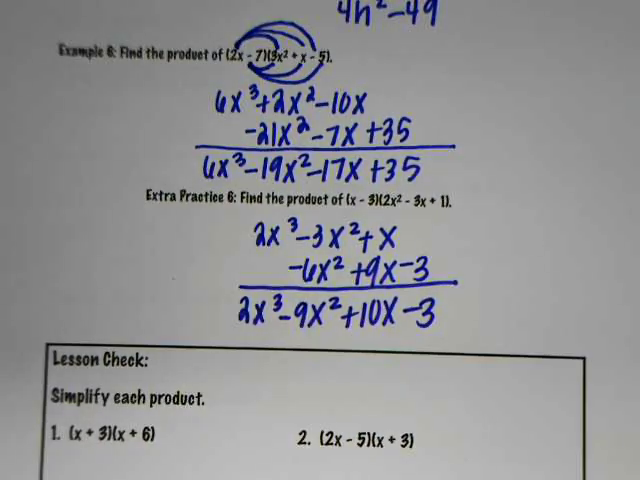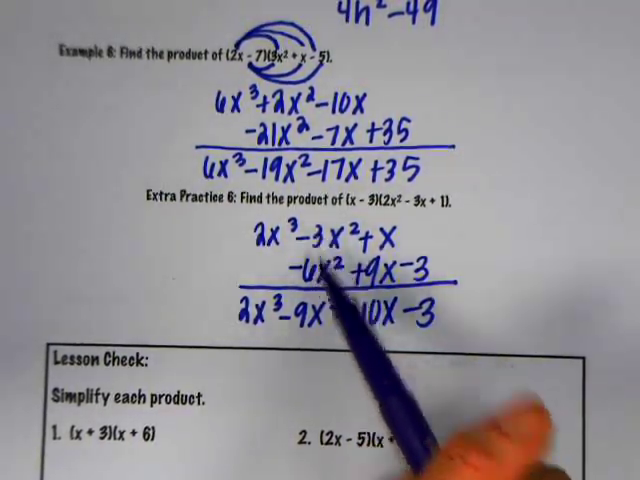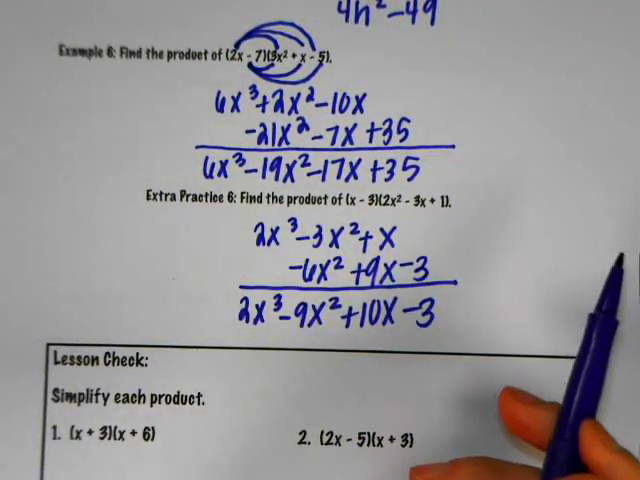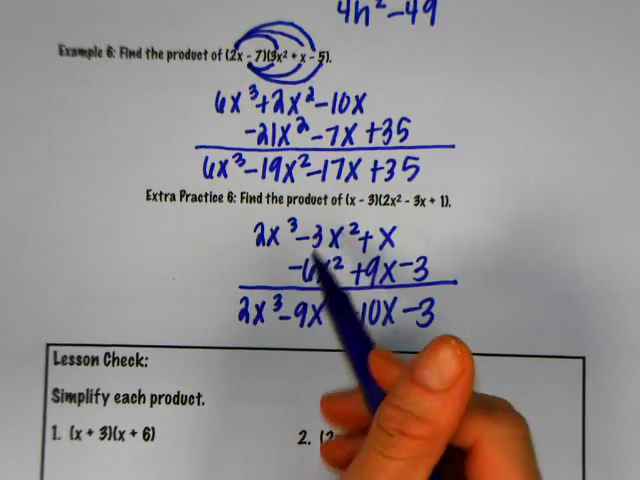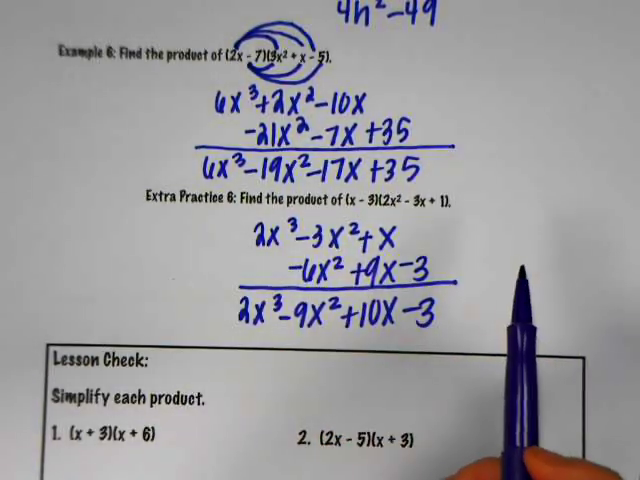Yes. How did you get from 9x squared? I'm combining the negative 3x squared with the negative 6x squared. So that's negative 3 plus negative 6, or negative 3 minus 6, same thing. Any other questions on any of this?